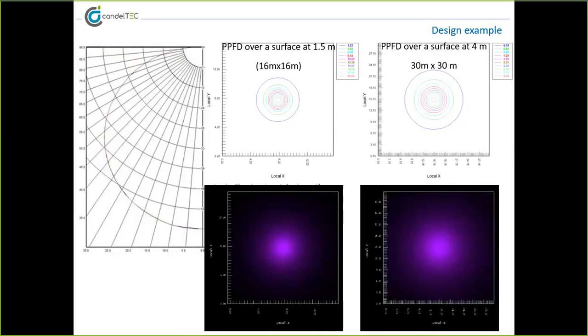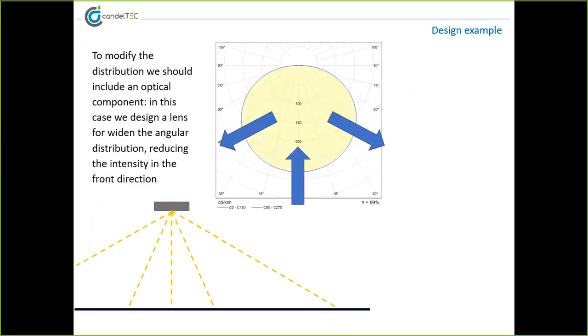Here you can see the value of PPSD, similar to irradiance, at different distances, and we see an important concentration of radiation on axis. Please note that the area covered in the right is double, and also the distance to the luminaire is bigger, but the pattern is similar. To increase the area irradiated and the uniformity of irradiance, we have to change the angular distribution of radiation.